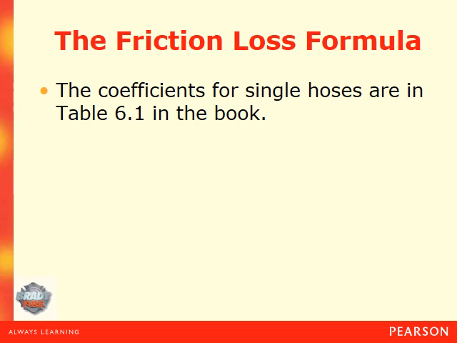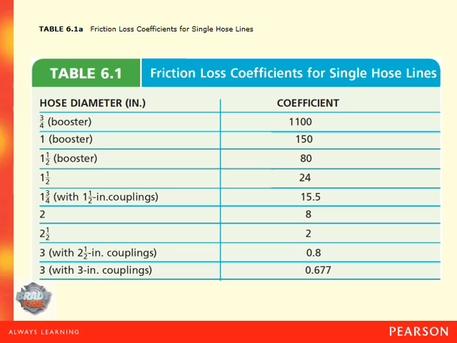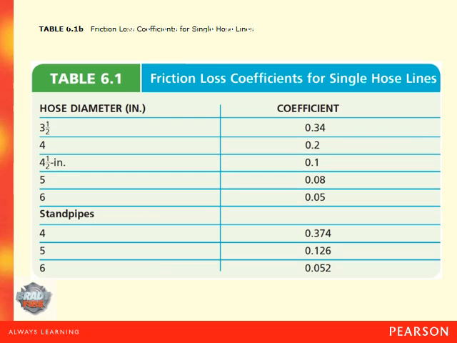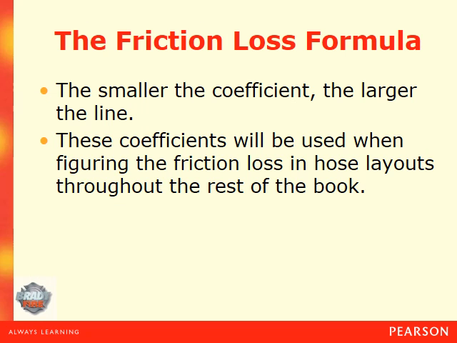Coefficients for a single hose can be found in table 6.1 of the text. The smaller the coefficient, the larger the line. These coefficients will be used when figuring the friction loss in hose layouts throughout the rest of the text.